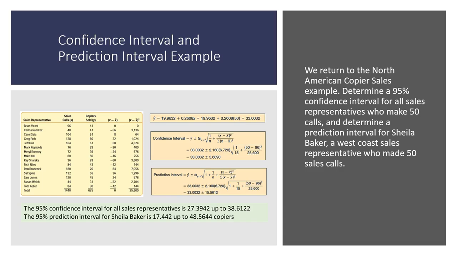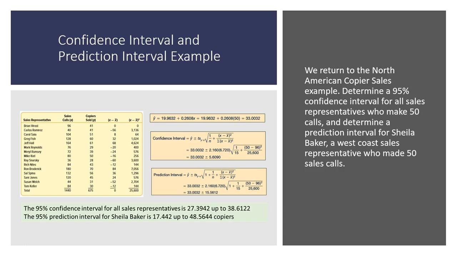So we're going to let x equal 50. And the mean number of sales calls is 96, which is 1440 divided by 15. And so the sum of my x minus x bar squared is going to be 25. So we end up with 600.